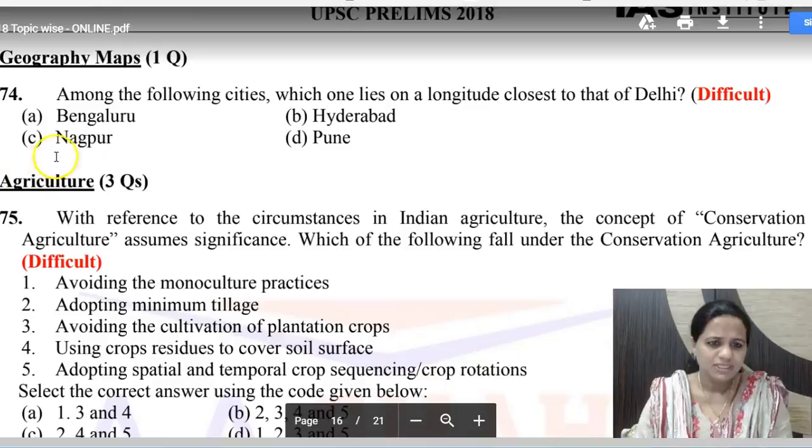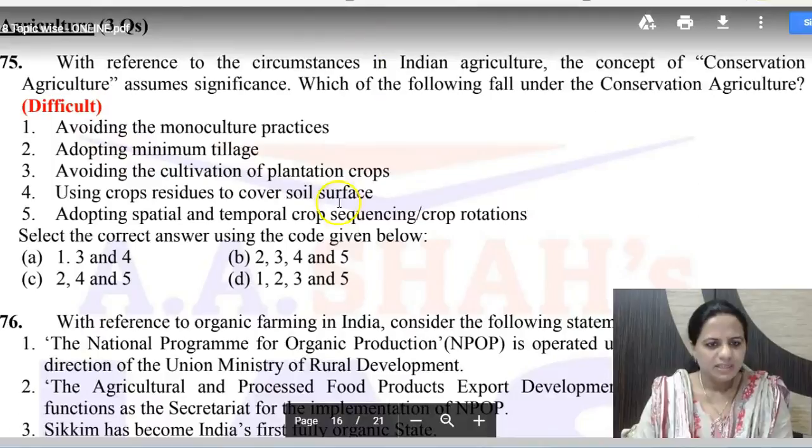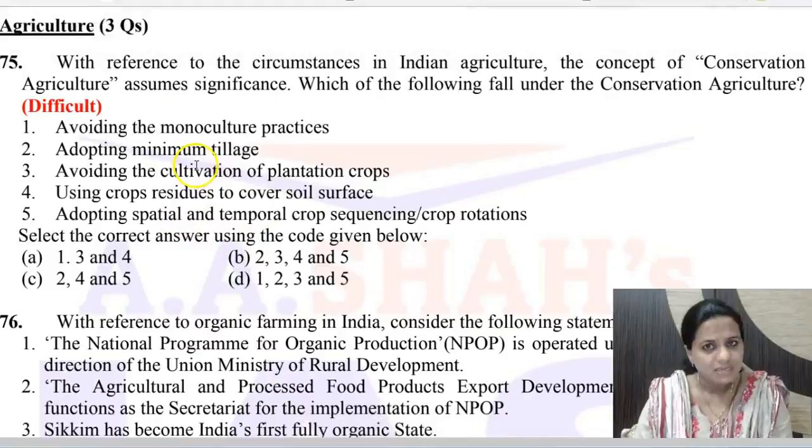Then comes the agriculture section. In agriculture, there are 3 questions. Out of these 3, 2 are difficult. 1 is easy. So the static part of agriculture is what we are discussing right now. Agriculture based on current affairs, we have already discussed. So this is regarding conservation agriculture.